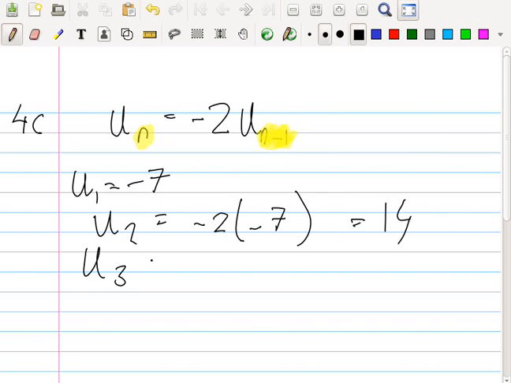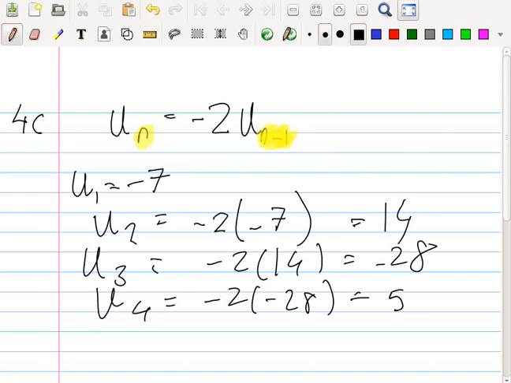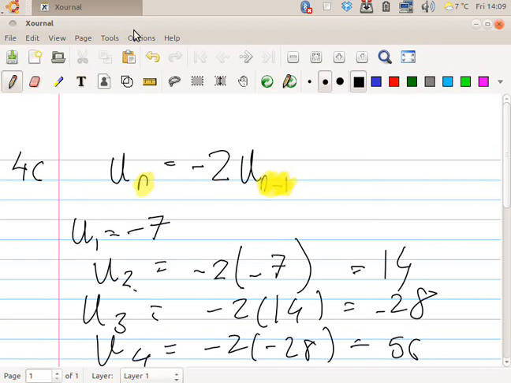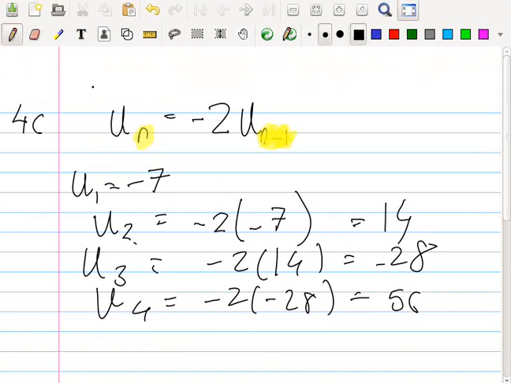Now what would U_3 equal? Minus 2 multiply 14, which is minus 28. And one more, U_4 equals minus 2 times minus 28, which is 56. Okay. Now, what would you say? Convergent, divergent, or periodic? Divergent, yeah.